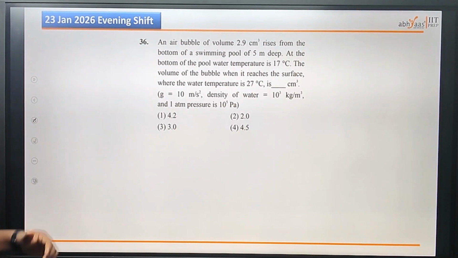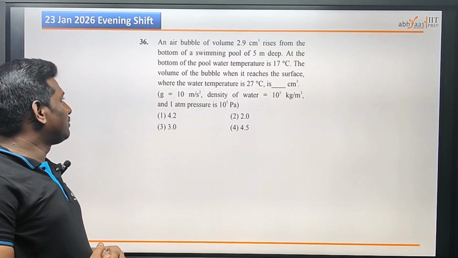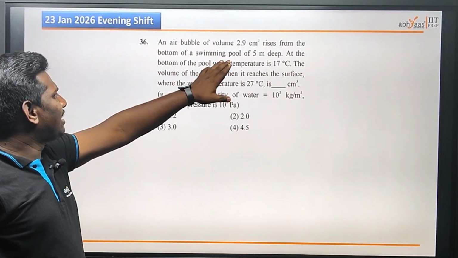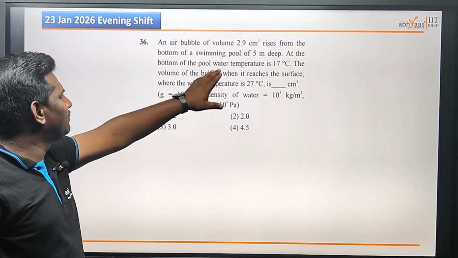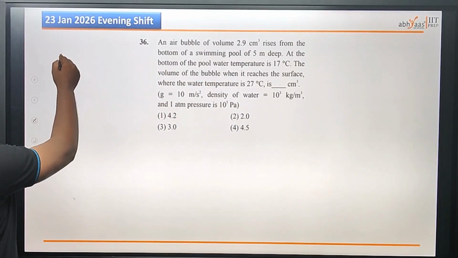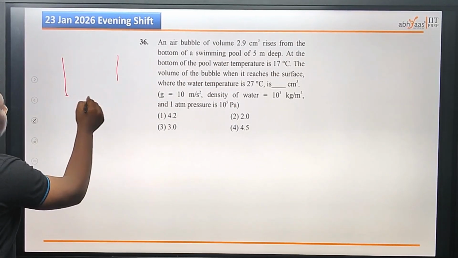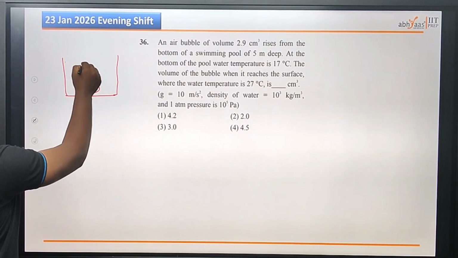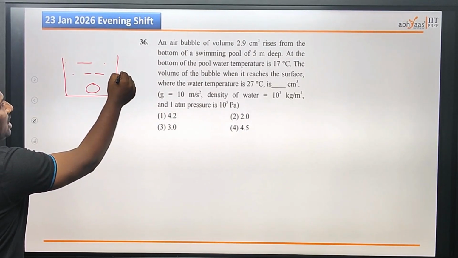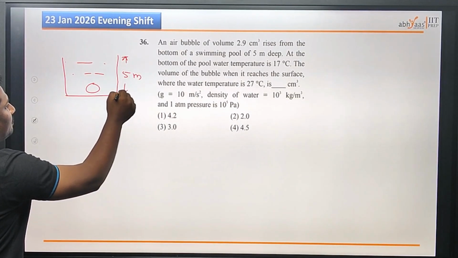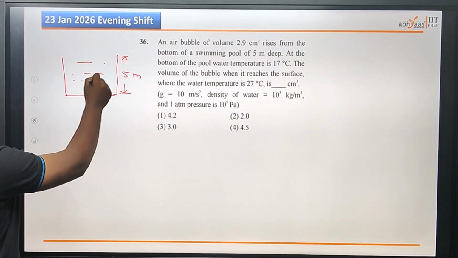So next, question number 36. See here what they are asking. An air bubble of a given volume is raised from the bottom of a swimming pool of 5 meter depth. Assume this is our swimming pool. One water bubble is there, and the depth is 5 meters.